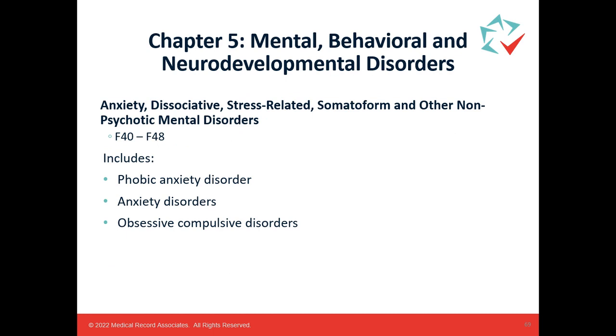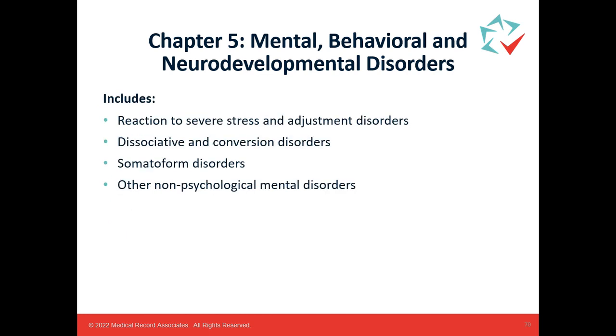All right, next we have the F40 to F48 codes. These represent your non-psychotic mental disorders. These are going to include things like anxiety, stress-related conditions, somatoform disorders, and conversion disorders. Also, your phobic anxieties and OCD fall in the F40 to F48. These include reaction to severe stress and adjustment disorders, dissociative and conversion disorders, and other non-psychotic mental disorders as well.